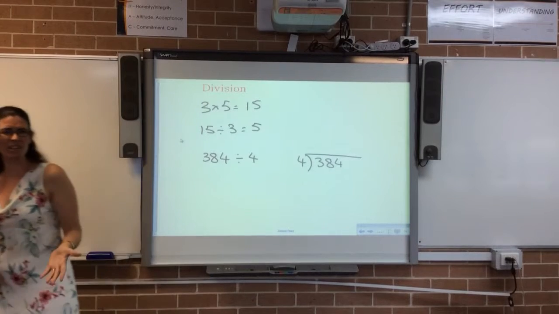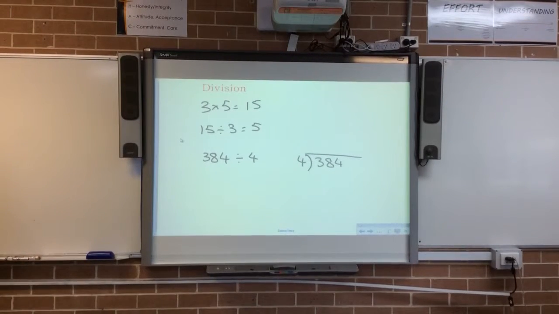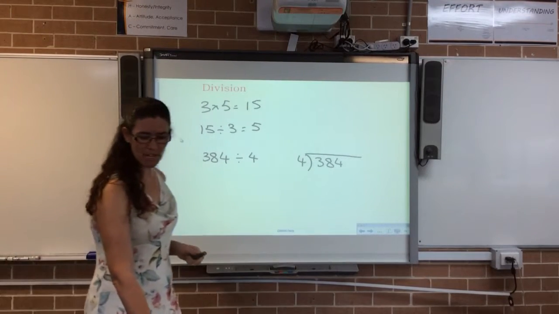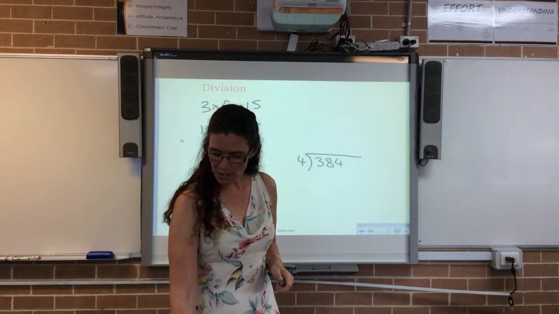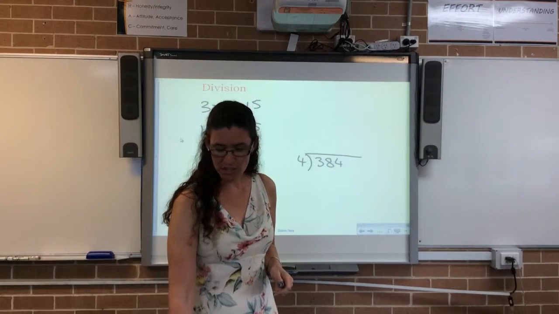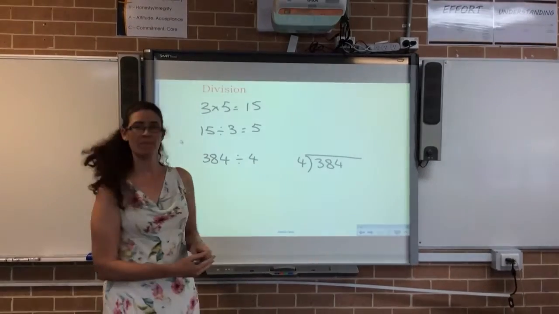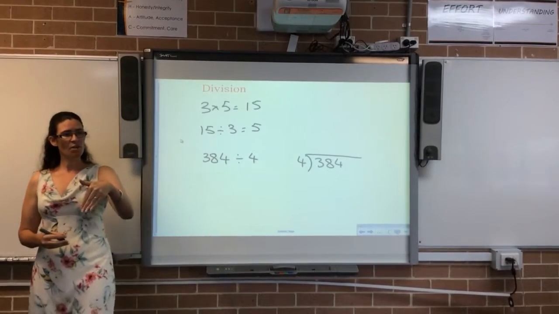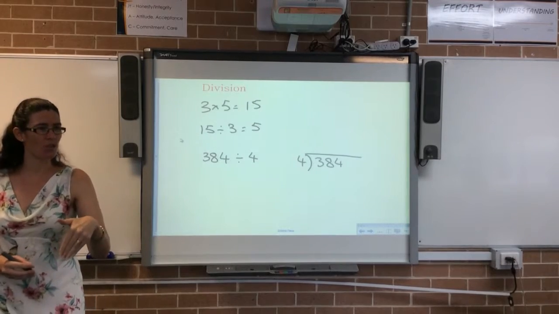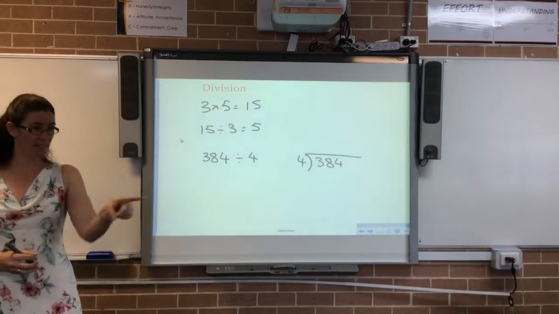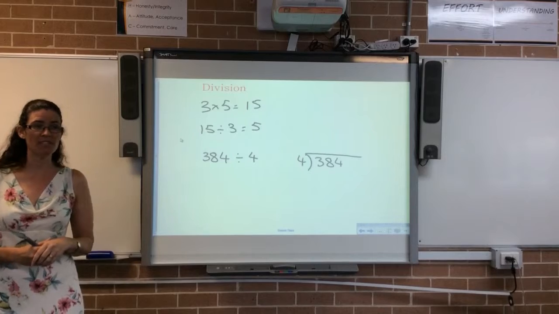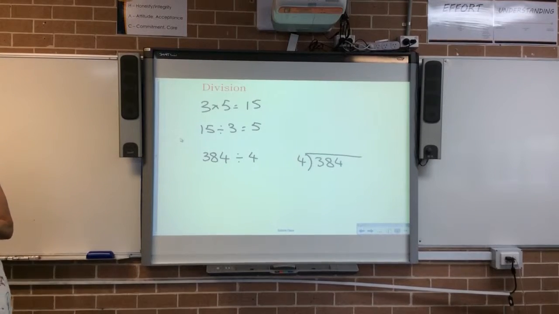4 doesn't go exactly into 38. If you look at your answers of the times tables down to 4, there's a 32, there's a 36, and then there's a 40. So if we look down there, what's the biggest number I can get to before 38? 36. Does everyone see that on your times tables? 36 is the biggest I can get.